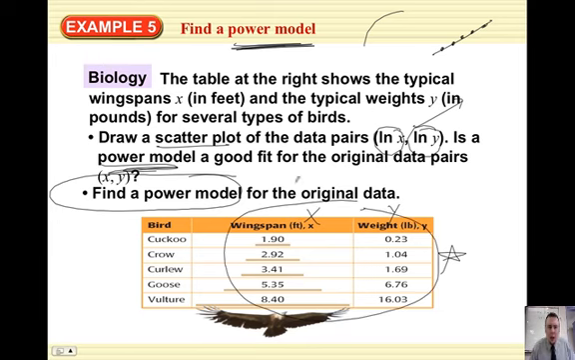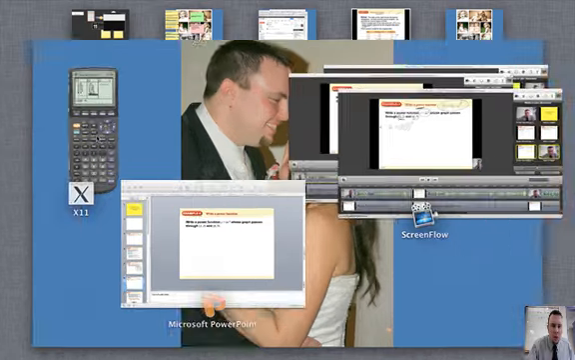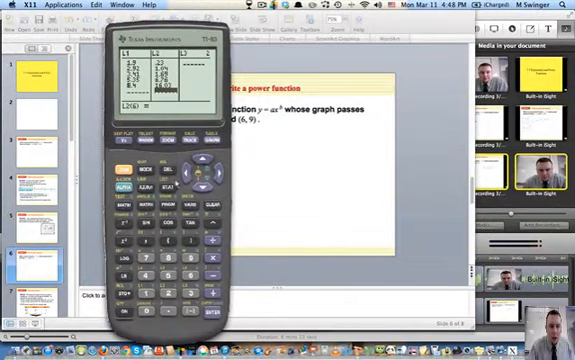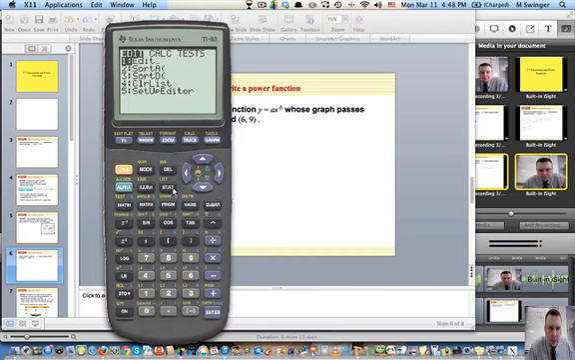Here we go. How do we find the power model for this data right here? All we got to do is put it in the calculator. I already did that to save time on this video. So here's my data. I put it in L1, L2. Remember, go to Stat, Edit, L1, L2, and put in those values. Once you're done putting in those values, we go to Stat again. We go over to Calc, just like we did before, and we keep scrolling down until we find the right one.